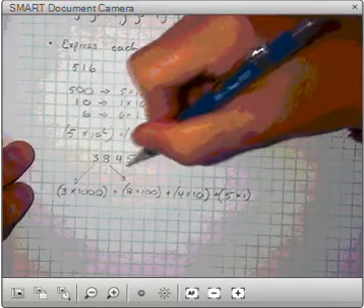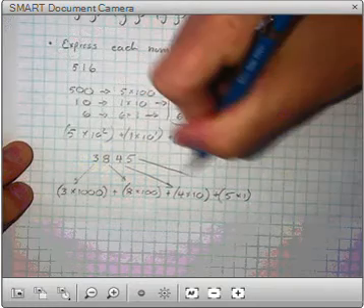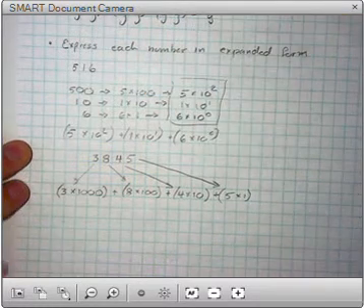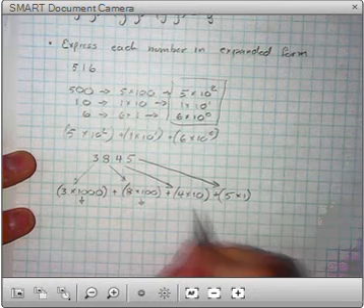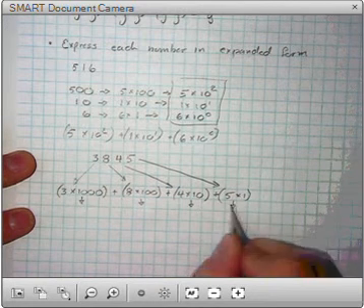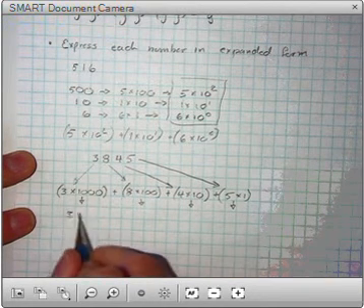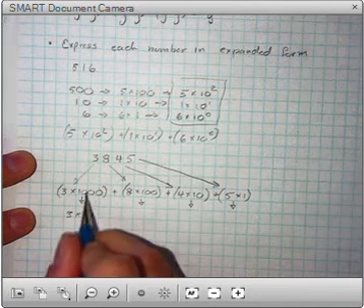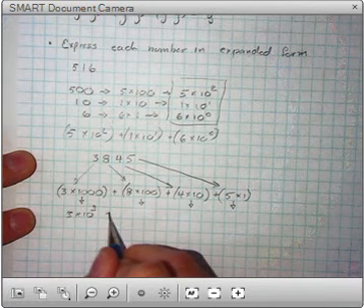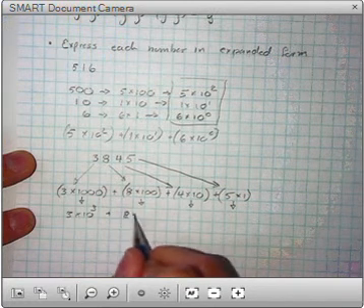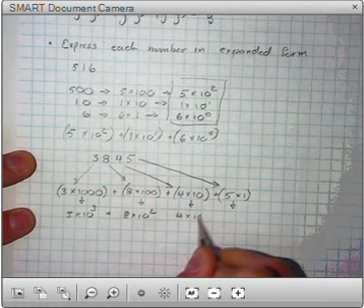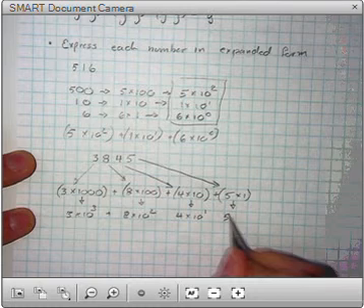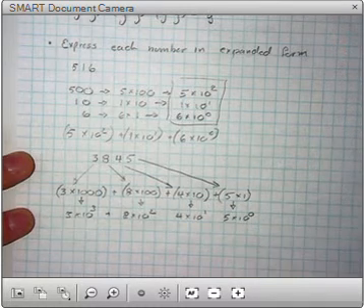All my numbers have been accounted for. The next thing I'm going to do is write them using the exponents, the powers of 10. 3 times 10 to the 3rd, plus 8 times 10 to the second, 4 times 10 to the 1, and 5 times 10 to the 0.